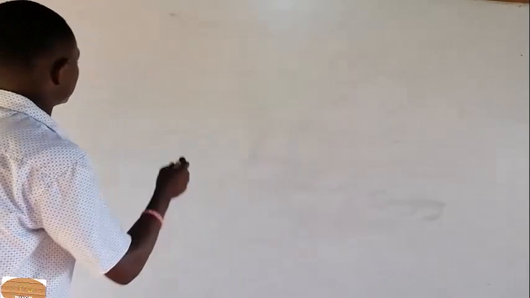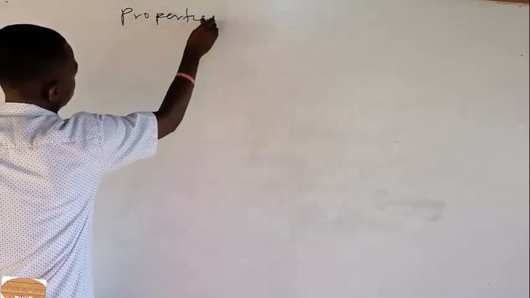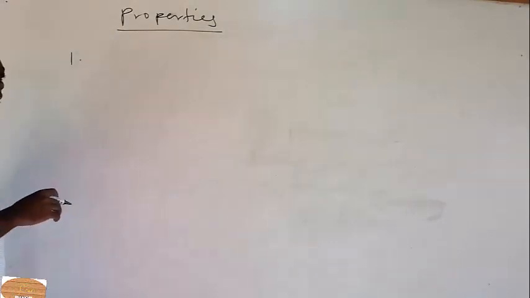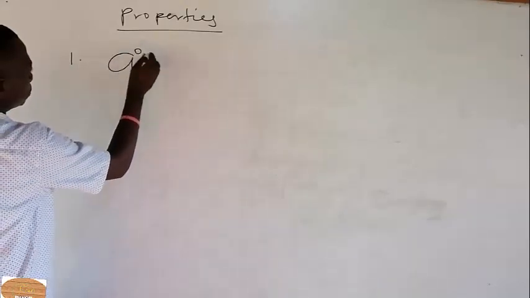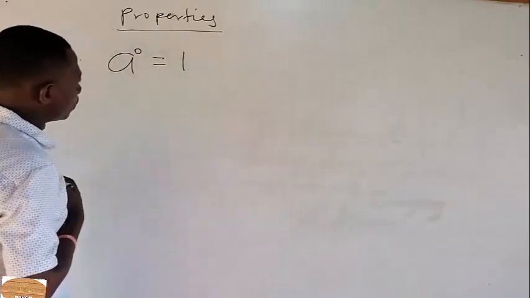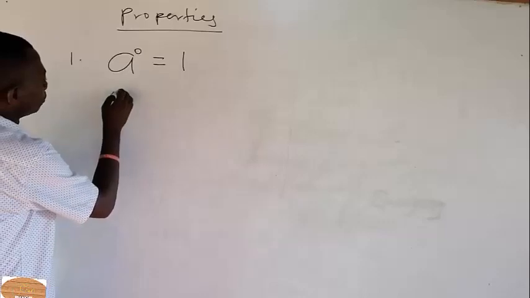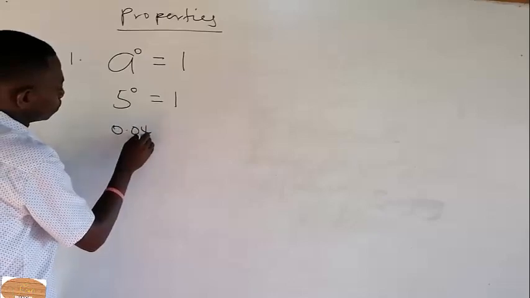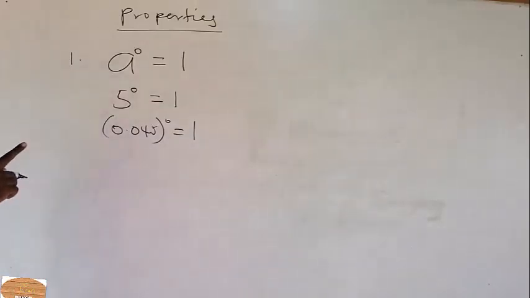Alright, let's talk about properties of indices. Alright. So properties. Now the first one: any non-zero number to the power 0 is 1. So in case you are doing this, a to the power 0 is 1. Any non-zero number to the power 0 is 1. So 5 to the power 0 is also 1. 0.045 to the power 0 is 1. Don't forget this one. So that's the first property.